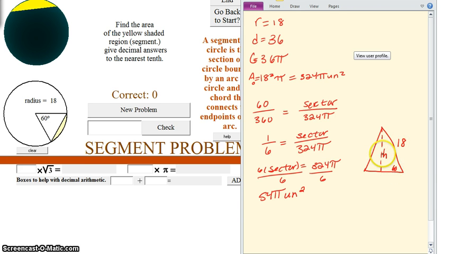So this is a 60, this is a 30. So 18, 9, h equals 9 radical 3. So area of the triangle equals 18, that's my base, times 9 radical 3, that's my height, divided by 2. So that's 81 radical 3.